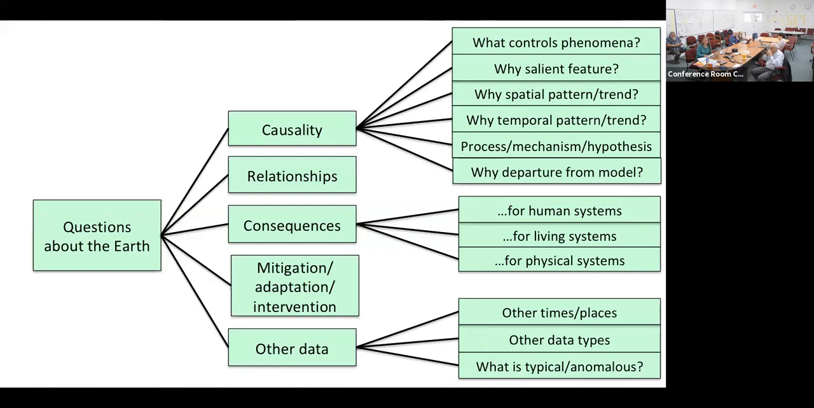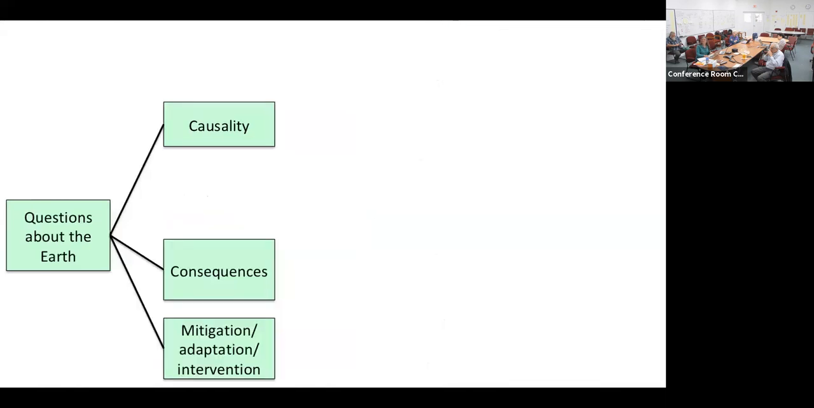We're going to dig deeper into some of the causality categories, the general category of consequences, and the general category of mitigation, adaptation, intervention. But you should just know that there are these other categories out there. Fortunately, there are many questions that came through in the chat that fall in the categories that I happen to have chosen to explore in more detail. So that's good. So let's first look at consequences.